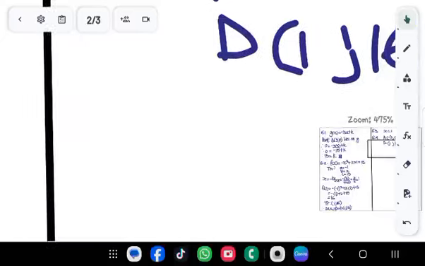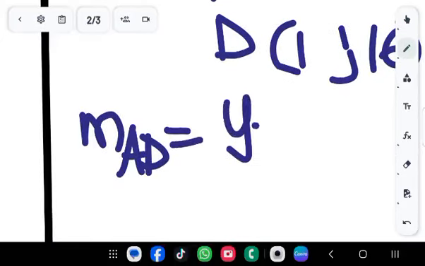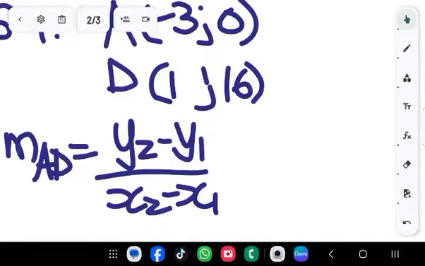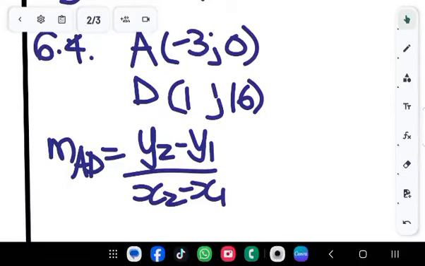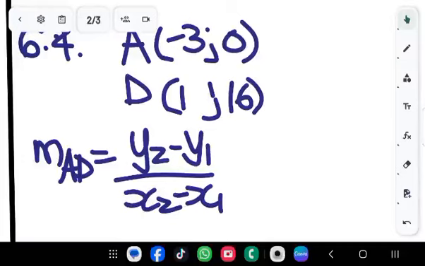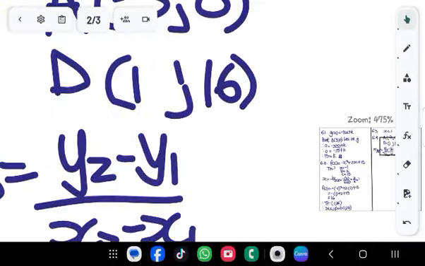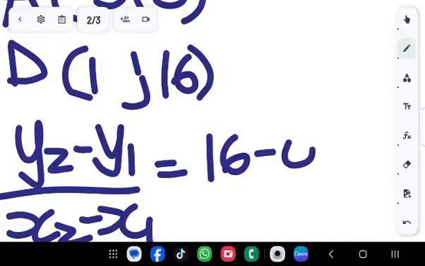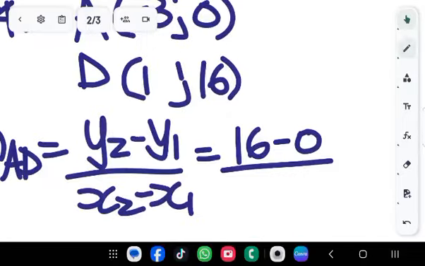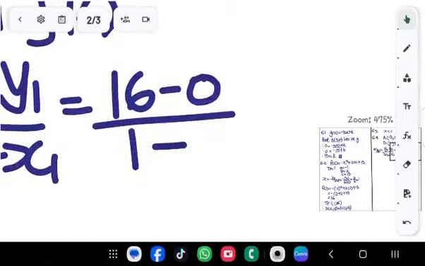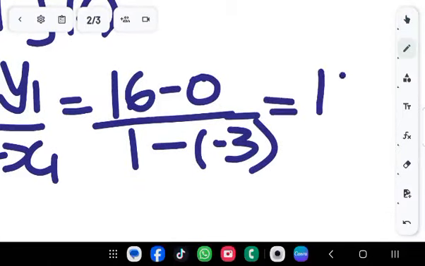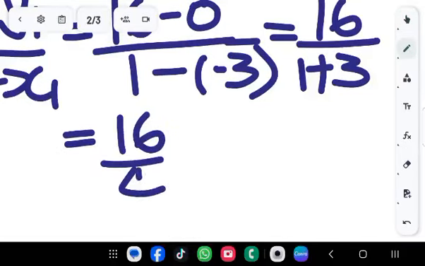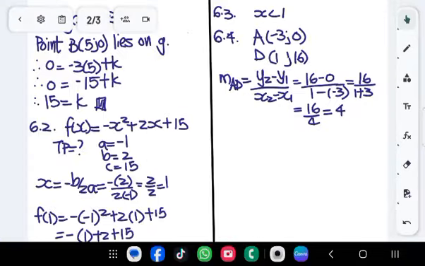Now the equation of the gradient of a straight line is very easy. That is m equals (y2 minus y1) over (x2 minus x1), which gives us what? You can choose whichever you want to be y2 or y1, it does not matter, but make sure that you stick to the order of the choice that you make. So I'm going to make D my (x2, y2) and A my (x1, y1). So y2 will be 16 and y1 will be 0, over x2 which is 1. Notice, don't switch them around or your gradient is going to be wrong. That equals 16 over 1 plus 3, which is 16 over 4, and that equals 4. That is the gradient of AD.